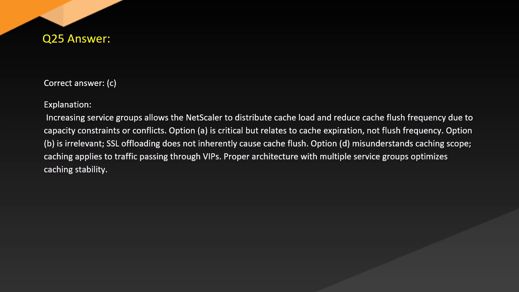Answer. Correct answer, C. Explanation. Increasing service groups allows the NetScaler to distribute cache load and reduce cache flush frequency due to capacity constraints or conflicts. Option A is critical but relates to cache expiration, not flush frequency. Option B is irrelevant. ASL loading does not inherently cause cache flush. Option D misunderstands caching scope. Caching applies to traffic passing through VIPs. Proper architecture with multiple service groups optimizes caching stability.